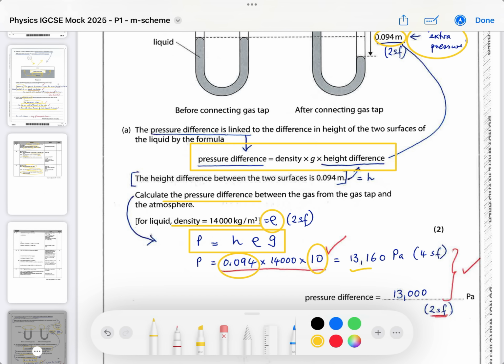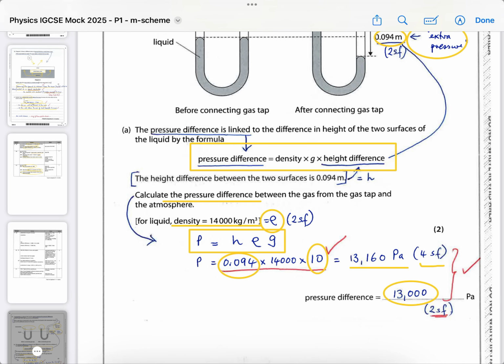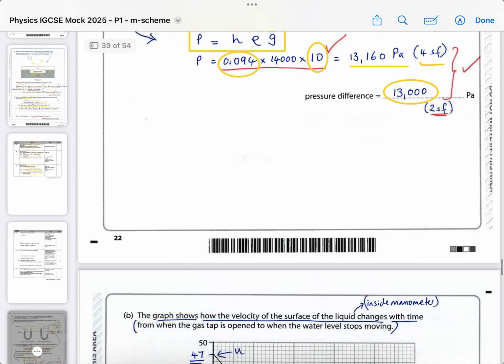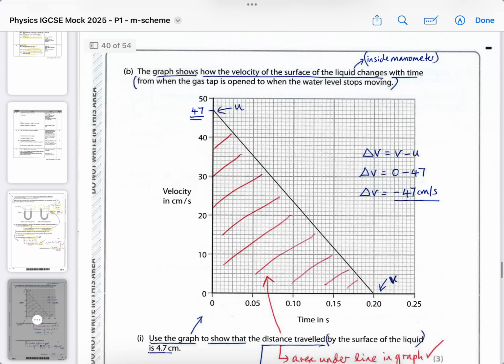Okay, so if you multiply that together, you get 13,160 to 4 significant figures. That's in pascals, the unit for pressure, but you need to really round it up to 2 significant figures. If you look at all data we've been provided with, all the data provided is to 2 significant figures. So it's 13,000 pascals. Okay, so we've done that, and a lot of students got this one right. The equation is provided, and now to the second part.